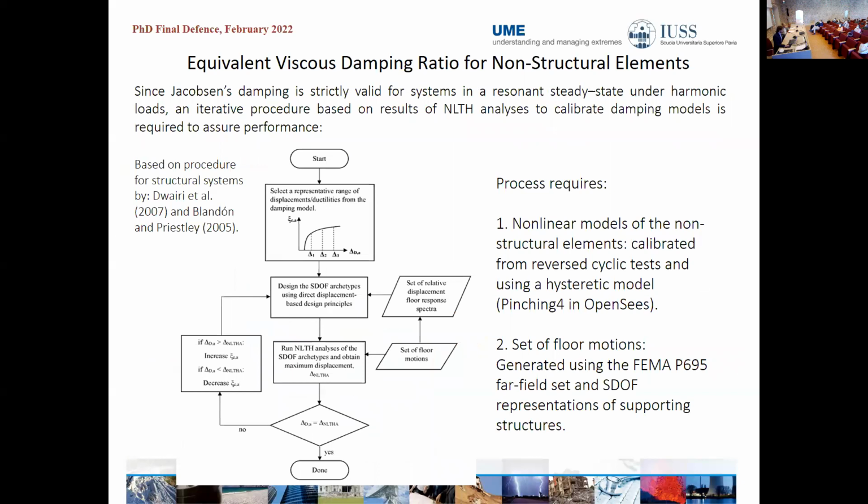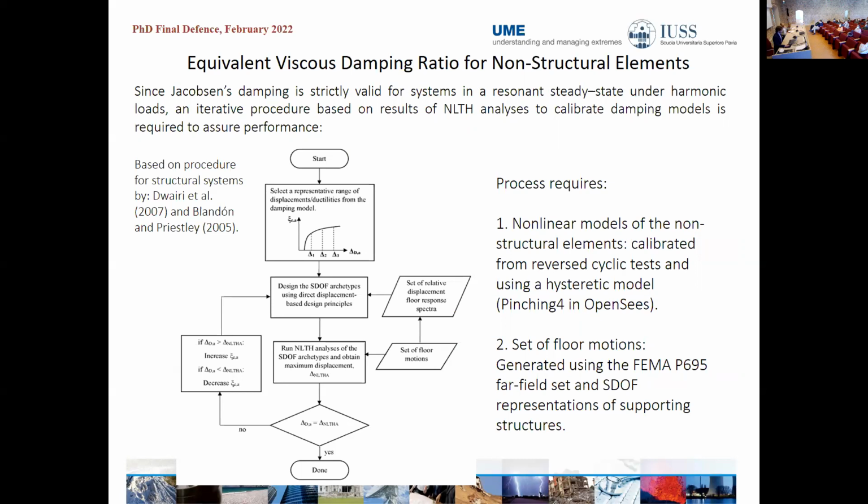Because Jacobsen's damping model is strictly valid for systems in a resonance steady state under harmonic loads, we applied an iterative procedure based on the results of nonlinear time history analysis to calibrate the damping model. This procedure was similar to one already done for structural systems, for direct displacement-based design of structural systems. The procedure more or less goes like this. We select a representative range of the damping model that we want to validate. Then we design single degree of freedom archetypes using each of these target deformations, using the basic principles of direct displacement-based design.